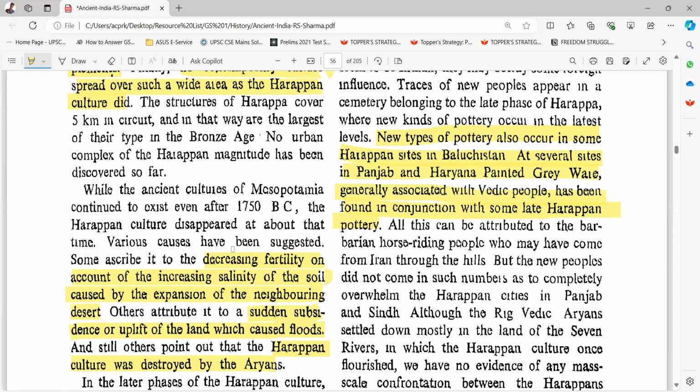Various causes have been suggested. Some ascribe it to decreasing fertility on account of the increasing salinity of the soil, caused by the expansion of the neighboring deserts. Others attribute it to a sudden subsidence or uplift of the land, which caused floods. And still others point out that the Harappan culture was destroyed by the Aryans.